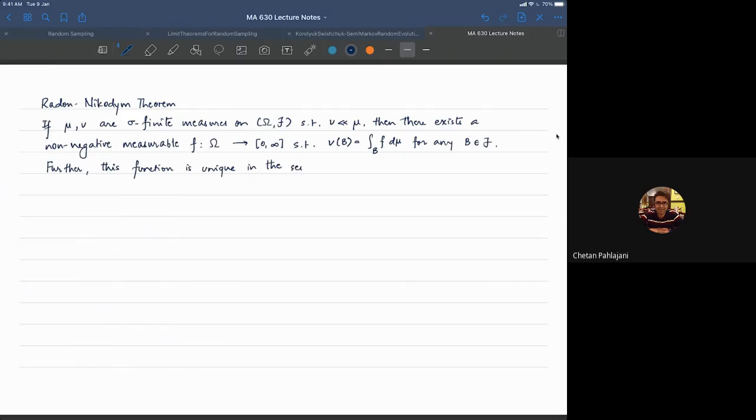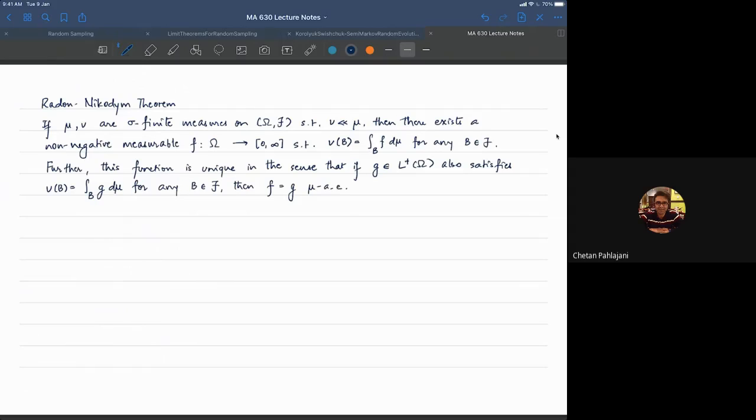So let me say this function is unique in the sense that if g in L plus of omega also satisfies nu of B equals the integral over B of g d mu for any B in F, then f and g must be the same almost everywhere. Again, this is not unique in the sense you would have studied in your BSc. This is a different sense of unique.